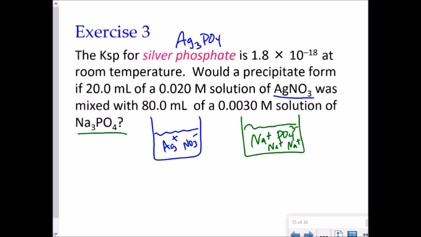In this one, it has 20 milliliters of 0.020 molar. And this one, we've got 80 milliliters of 0.0030 M, right? So they're separate. Now we're going to put them together, and what's going to happen when we put them together? We're looking for the reaction or the equation of the dissolving for the silver phosphate. So that's really what we're looking for, the silver phosphate overall.